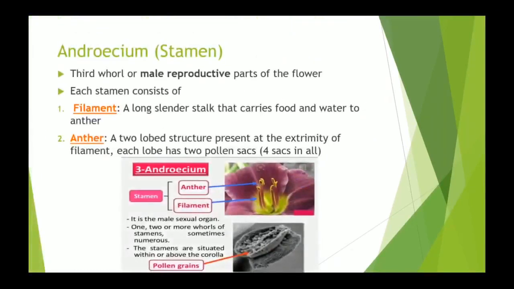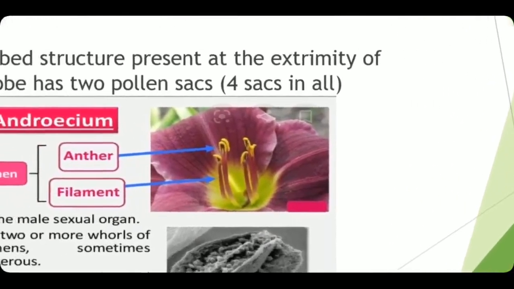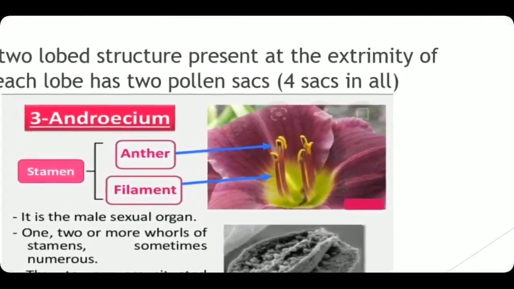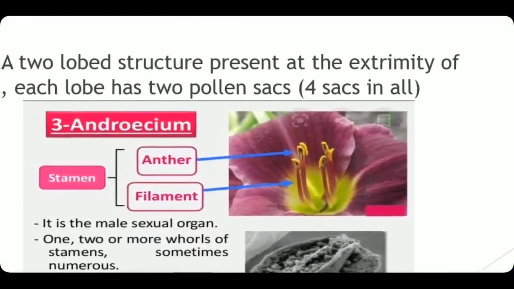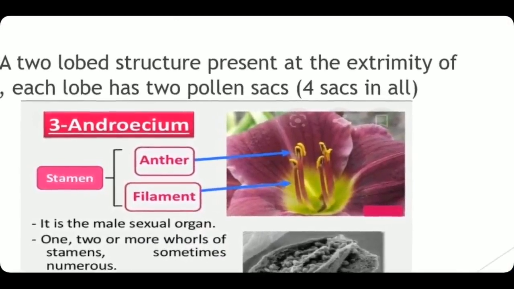Okay, so let us start with the androecium. Androecium is also called stamen. It is the male part of the flower, and it consists of two different parts: filament and anther. You can see here that the long slender portion is called filament, which provides nourishment to the anther. Now, what is anther?